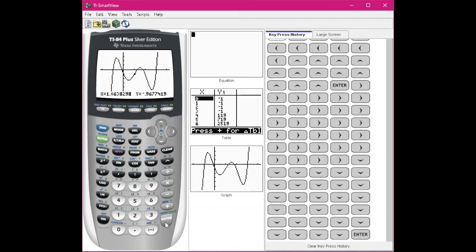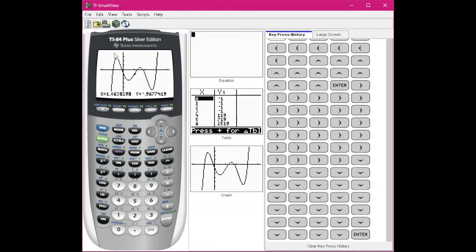Now, you'll notice that you see two maxima, one here and one here. And you see two minima, one here and one here. And then you see 5 zeros, 1, 2, 3, 4, 5. You have to find each max and min separately, and you have to find each zero separately. The calculator doesn't just find all of those things for you.